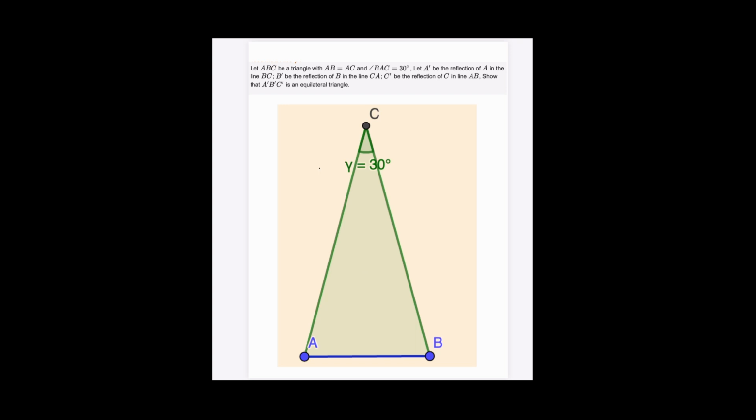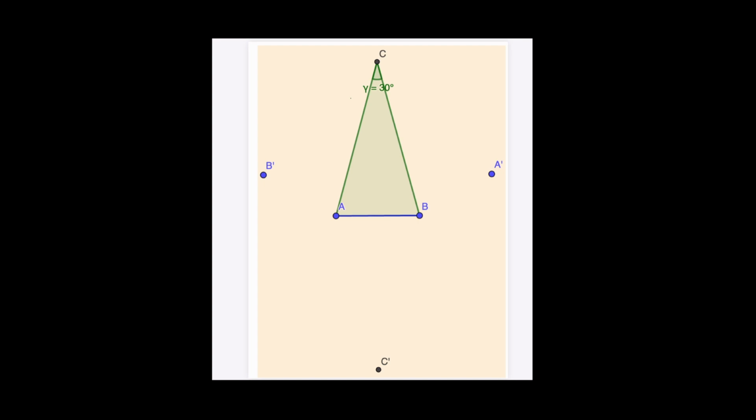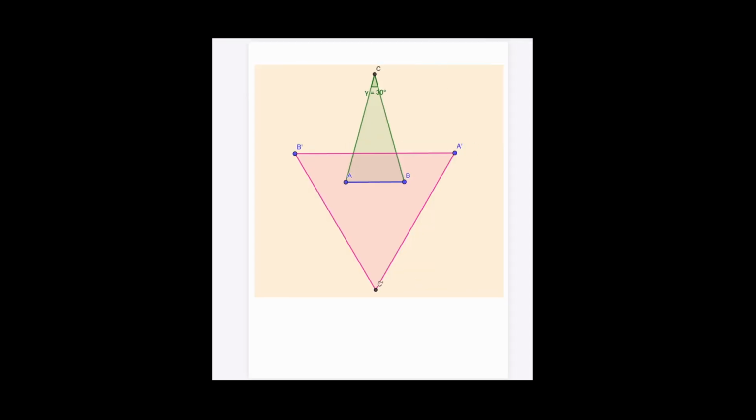Okay, so here's a GeoGebra picture of it. Now let's try to reflect the vertices A, B, and C in the opposite sides. Okay, so you'll get a picture like this where A dash, B dash, C dash are the reflections of A, B, and C respectively. So it does look like an equilateral triangle, right? A dash, B dash, C dash does form an equilateral triangle. So we have to prove that now.